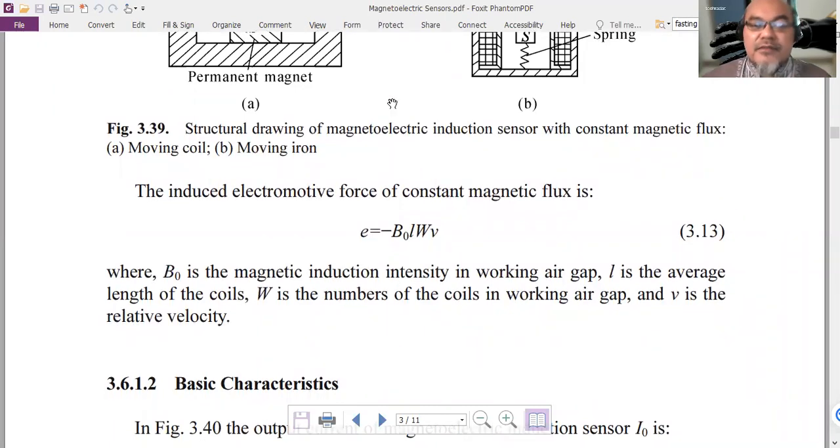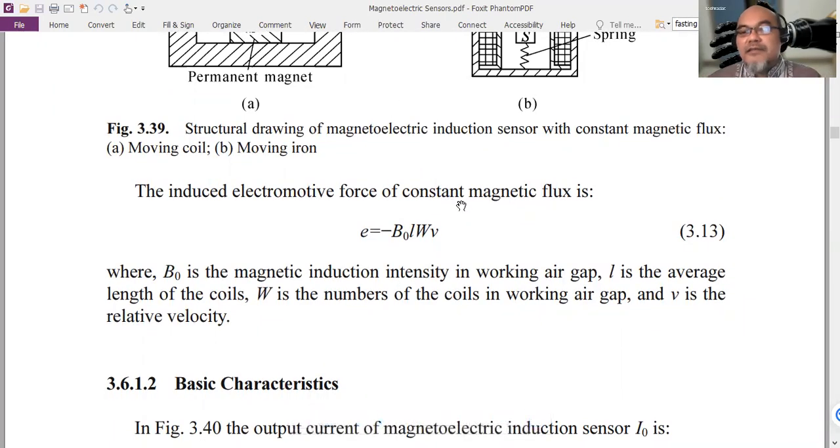The induced electromotive force, when the magnetic flux is constant, we calculate using this formula. Basically, this is similar to the previous formula. E equals minus B0 L W V. B0 is the magnetic induction intensity in the working air gap. L is the average length of the coil. W is the number of turns of the winding of the coil in the working air gap. V is the velocity, the relative velocity.